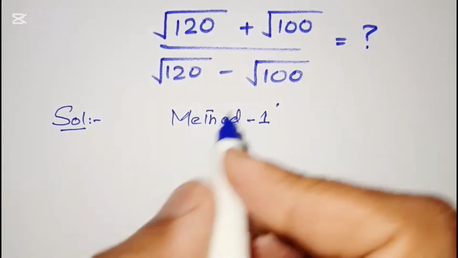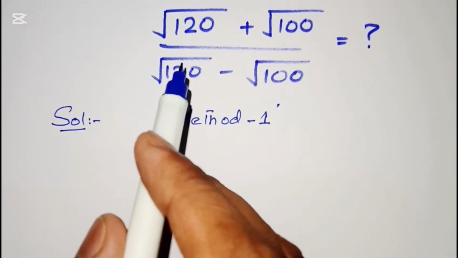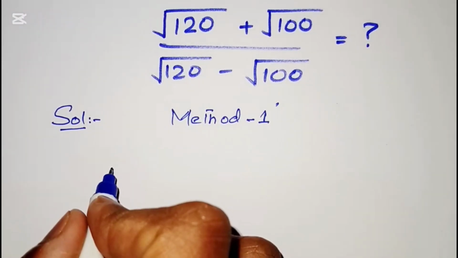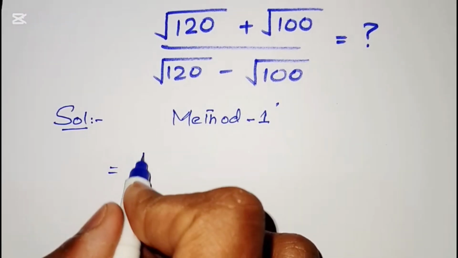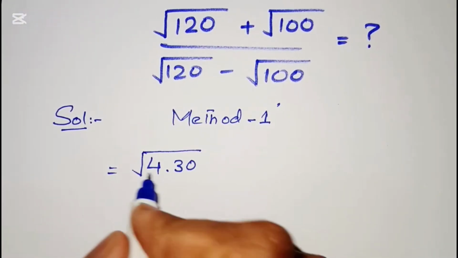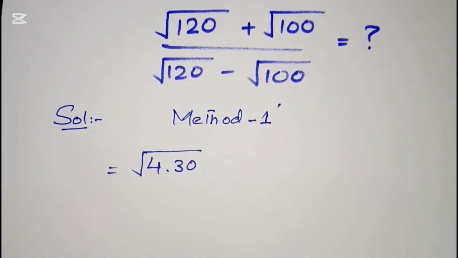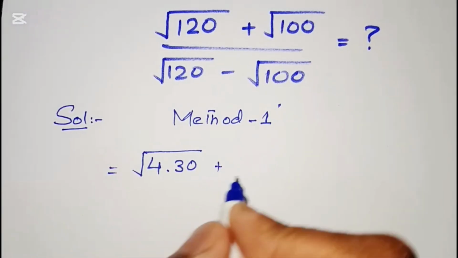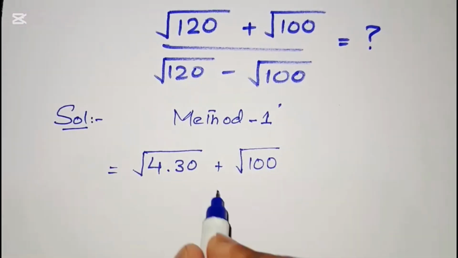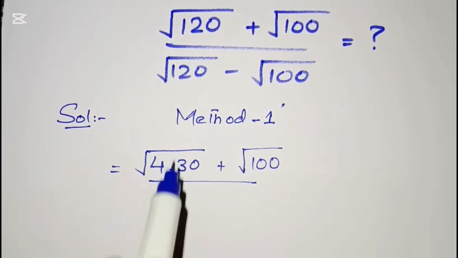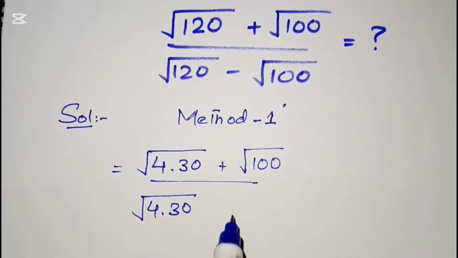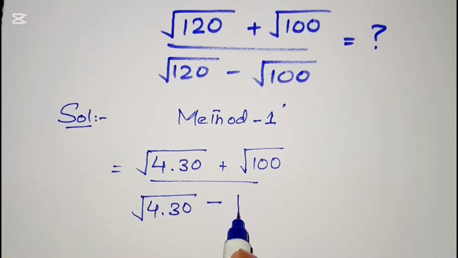In method 1, we will take this 120 and write it as square root of 4 into 30. 4 into 30 is 120, plus square root of 100, all over this square root of 120, which can be written as square root of 4 into 30, minus square root of 100.